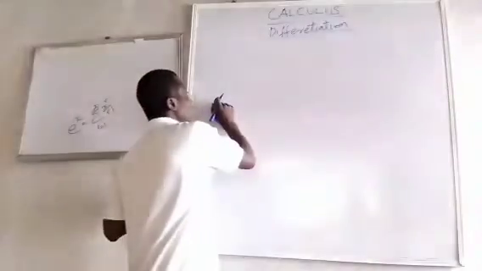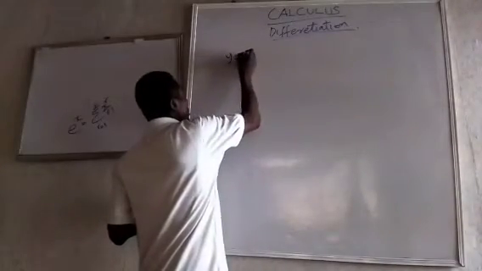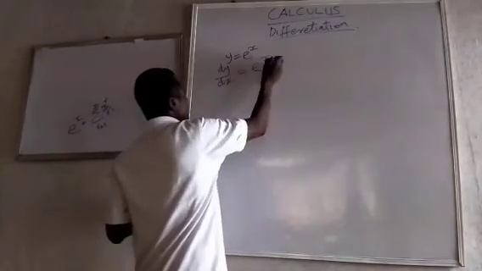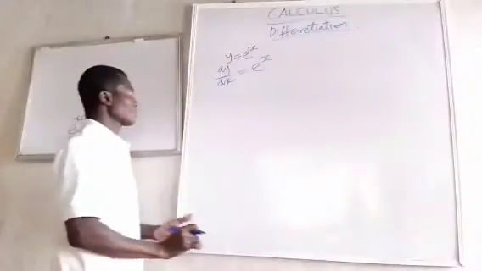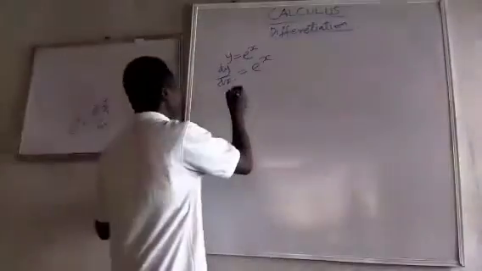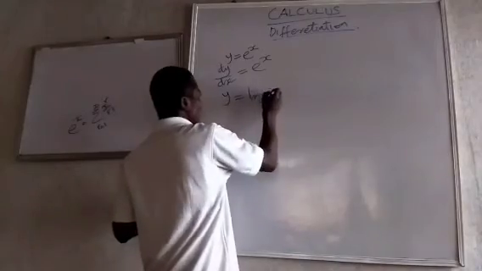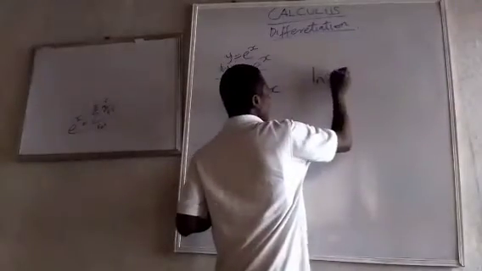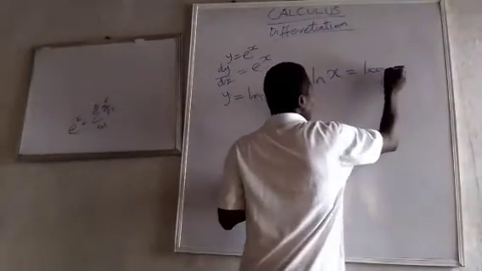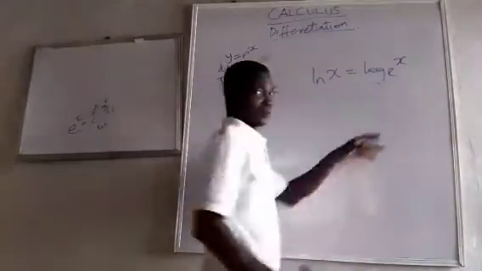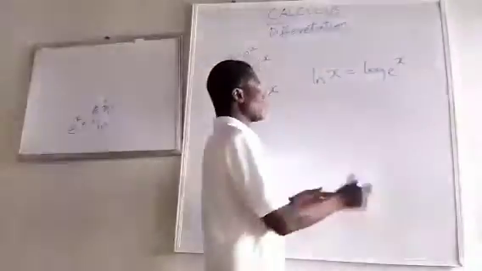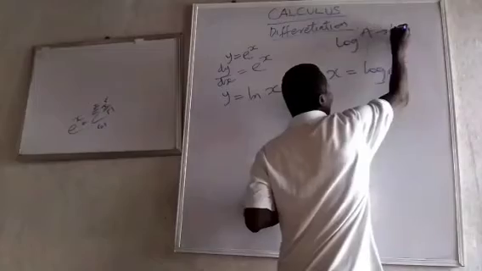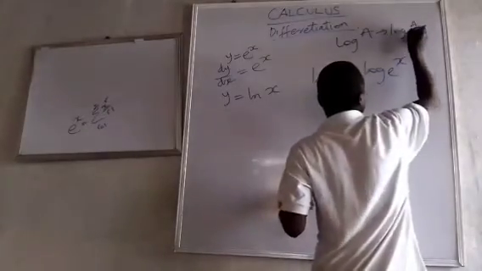A special situation, let me put it that way. When we have y equals e raised to the power x, dy dx is still e raised to the power x. We have established that. Now, if we now have y equals ln x, please take note. When we have a number like this, ln x, it means log x to the base of e. That is what ln x is. You know, normally if you have a situation where we have log a, most times it implies that this is log a to the base 10.